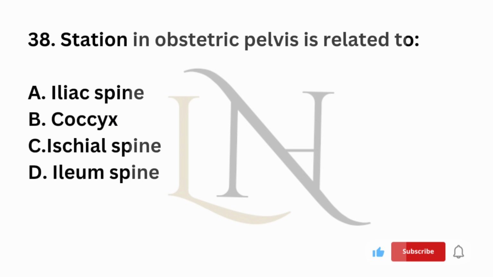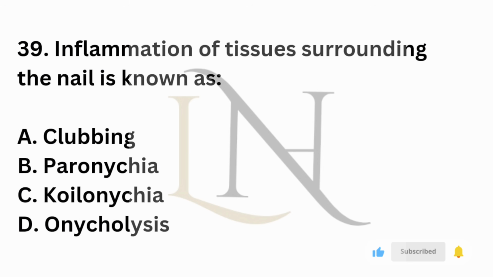Let's move to the next question. Station in the obstetric pelvis is related to option A, iliac spine. Option B, coccyx. Option C, ischial spine. Option D, ilium spine. Correct answer: Option C, ischial spine is correct. Next question.